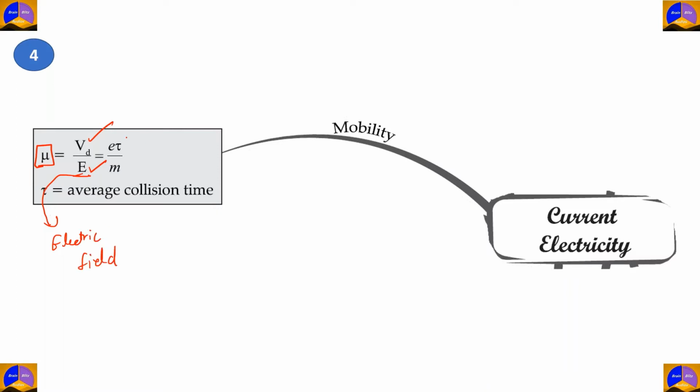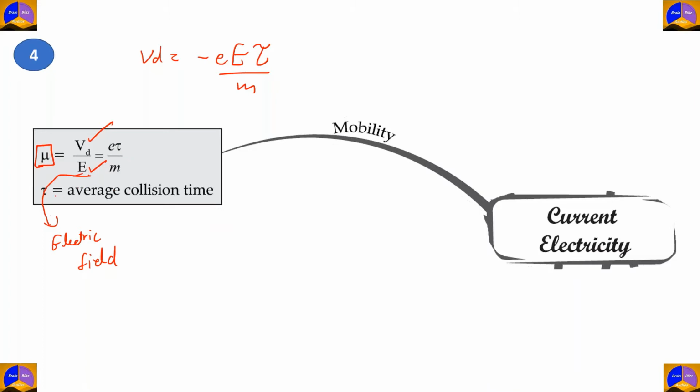Now, we find another formula here, e tau divided by m. You should know that drift velocity is also expressed as minus E tau divided by m. So when we divide drift velocity by E, the E on the formula of drift velocity gets cancelled. So we get the formula e tau divided by m. Now e stands for the charge on one electron, which, as we've seen earlier, is 1.6 into 10 raised to minus 19 coulombs.